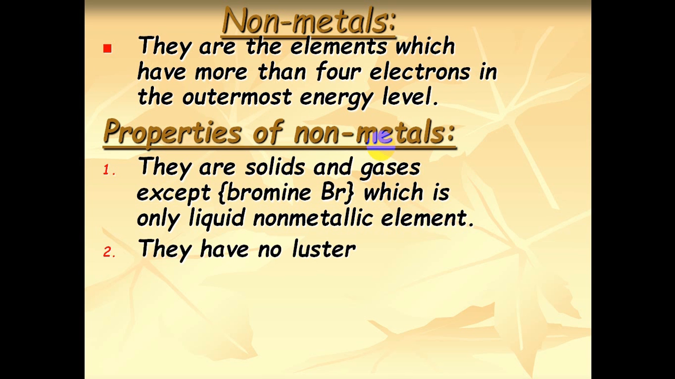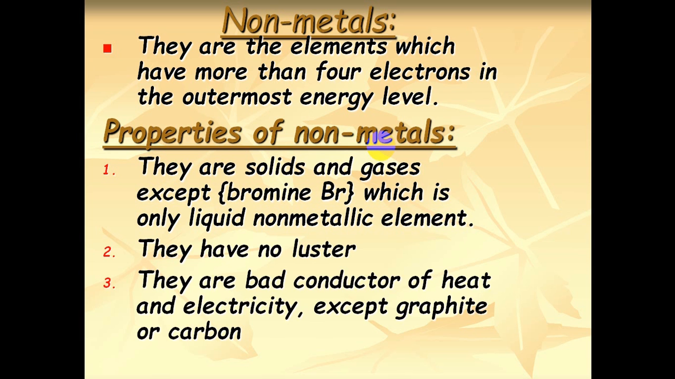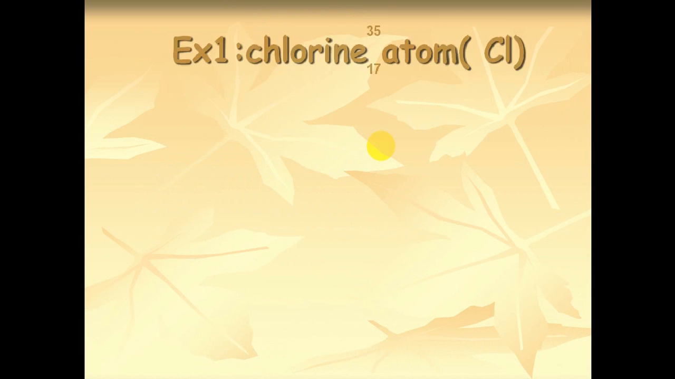They have no luster, they are not shiny, so most of them are dull. They are bad conductors of heat and electricity. They don't conduct electricity well, except graphite or carbon. They use it in batteries. They are not malleable and ductile. They are brittle, or easily break down.